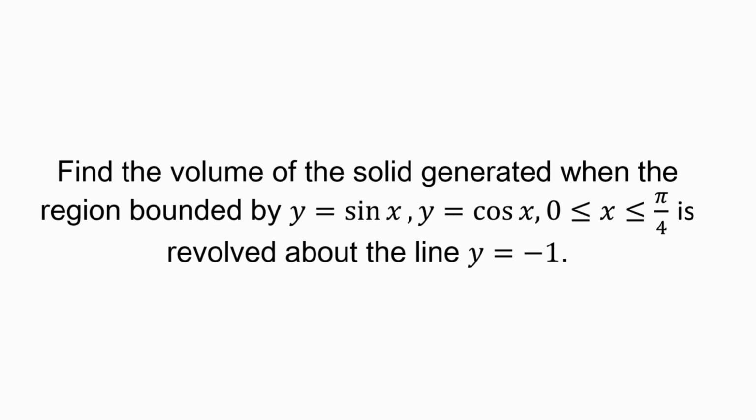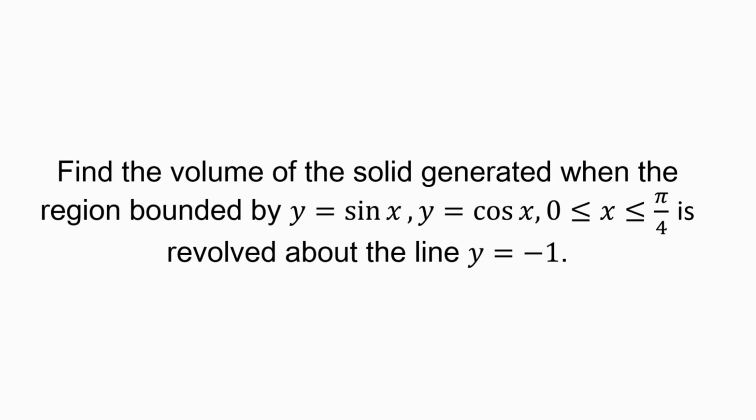Now we are going to find the volume of a solid generated when the region bounded by y equals sine x and y equals cosine x over the interval where x lies between 0 and pi over 4 is revolved around the horizontal line y equals negative 1. But again, before we set up the integral, we first need to visualize the region clearly. By plotting the graphs of these two functions, we can see which curve is on top, which is on the bottom, and the area that will be revolved.